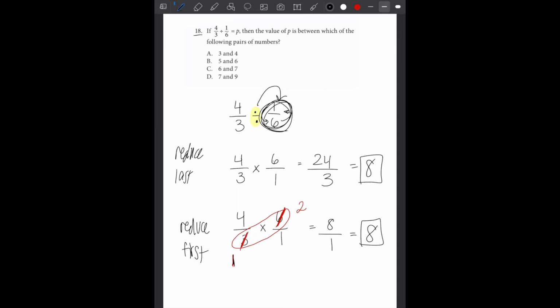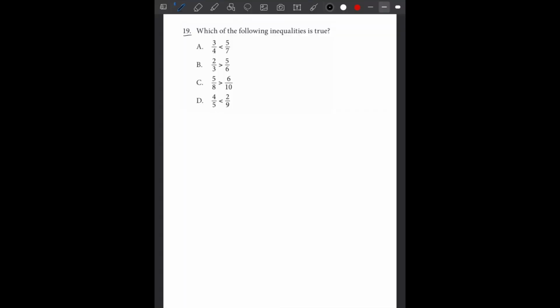So since 8 is our answer, that means option D would be our answer because 8 is between 7 and 9. So number 18 is option D. Number 19 reads, which of the following inequalities is true?